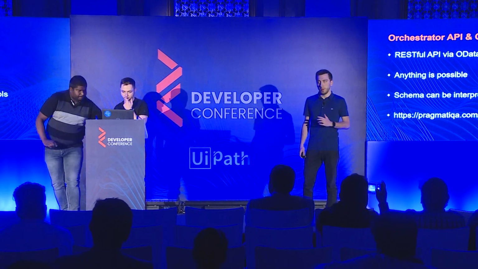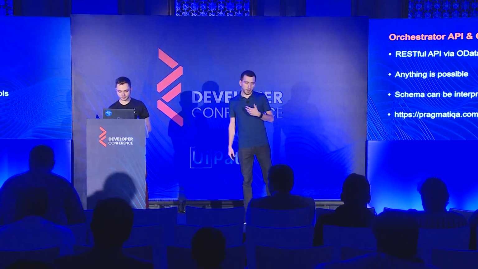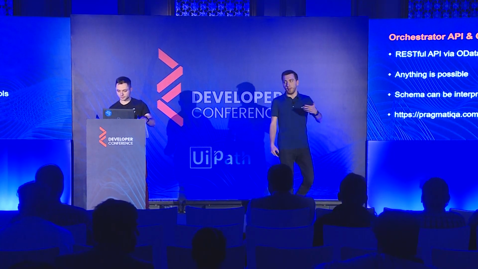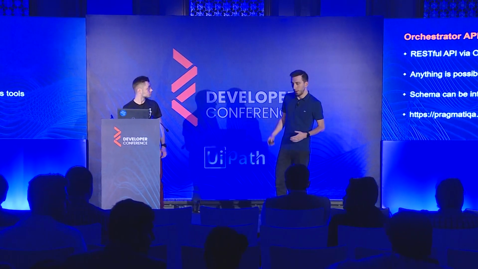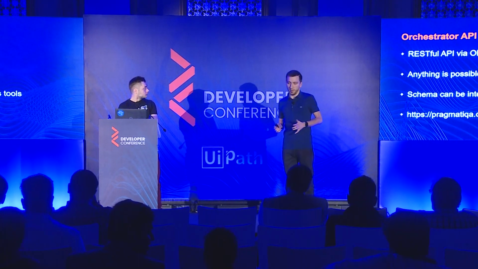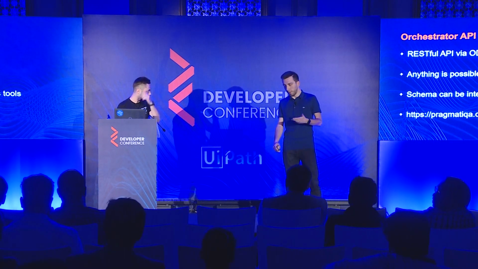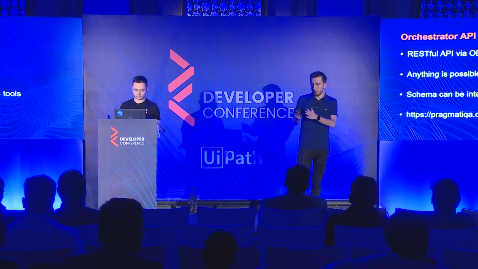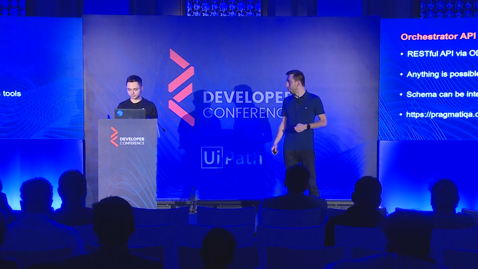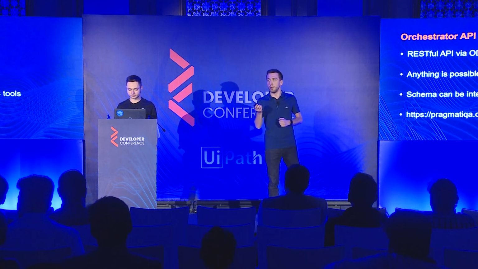Also, the OData API provides a schema which contains various entities, actions, functions, parameters. All of these are available in this schema, an XML file, which can be used or interpreted by different tools, like the one provided by Pragmatica, which we'll showcase soon. Can we switch to the demo?